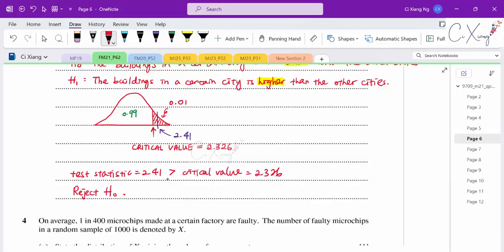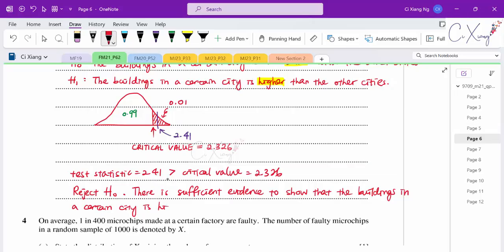And then what is the conclusion in the question context? You can say that there is sufficient evidence to show that the buildings in a certain city are higher than in the other city.